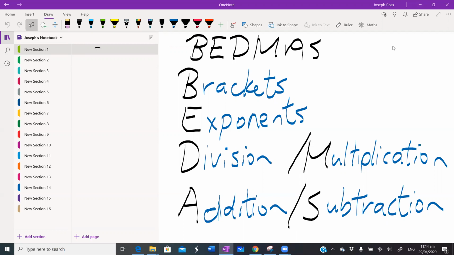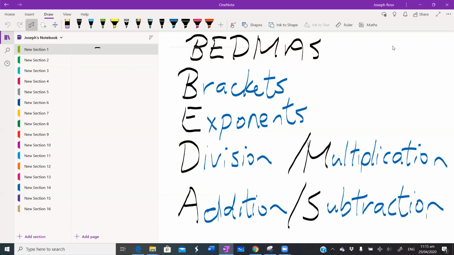So if you have a calculation which needs to be done in different steps, then BEDMAS is a way of remembering the rule in which you need to do those steps, because if you do them in the wrong order, you're going to get the wrong answer. So the rule is BEDMAS, which stands for brackets, exponents, division and multiplication, and addition and subtraction. And this we can use as a bit of a checklist.